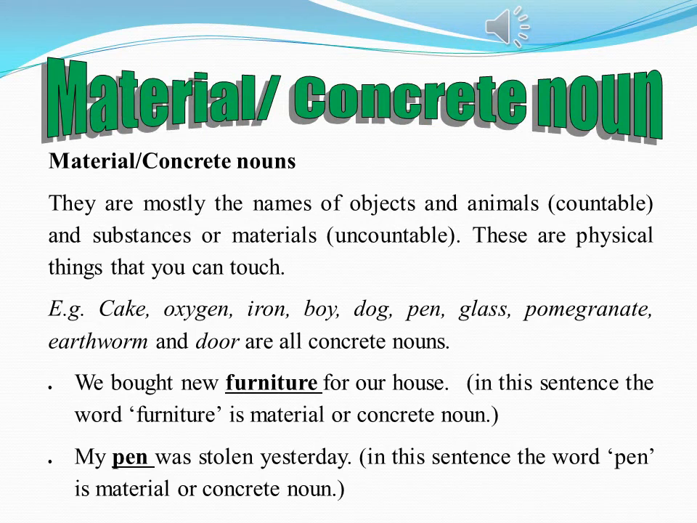Material, concrete nouns. They are mostly the names of objects and animals, countable, and substances or materials, uncountable. These are physical things that you can touch. For example, cake, oxygen, iron, boy, dog, pen, glass, pomegranate, earthworm and door are all concrete nouns. We bought new furniture for our house. In this sentence the word furniture is material or concrete noun. My pen was stolen yesterday. In this sentence the word pen is material or concrete noun.